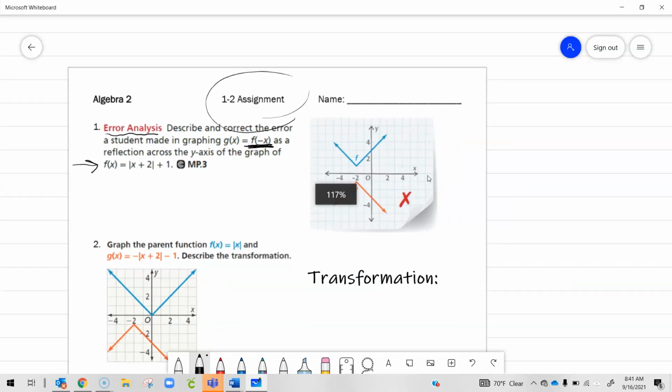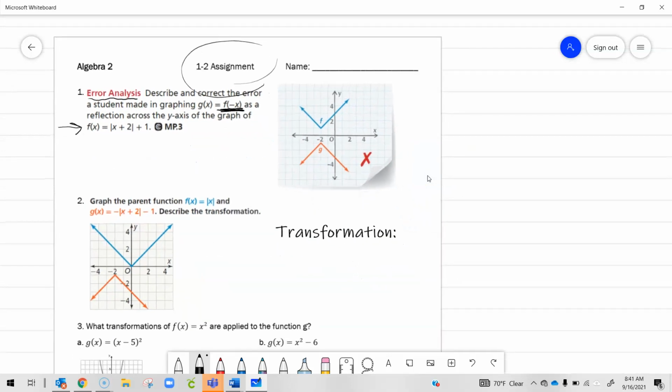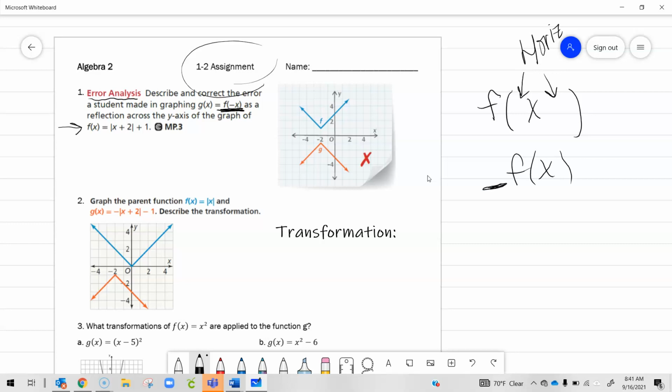If you remember when we did the flow chart, when we were making modifications to f of x, if we did anything on the inside, that should have affected the graph horizontally. And if there's anything that we did to modify the outside of the function, that should have affected it vertically. So right away, looking at this negative inside with the x, I can see that it shouldn't have been a vertical reflection, it should have been a horizontal reflection.